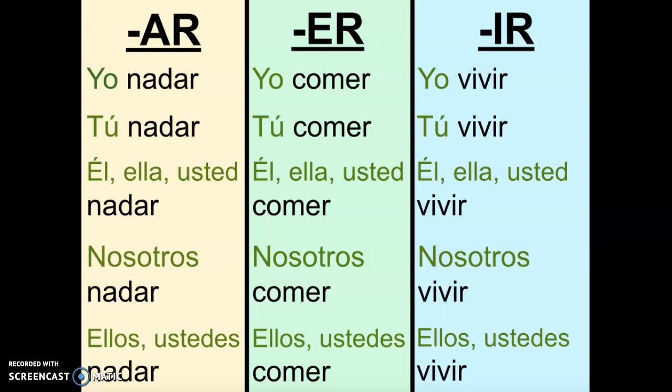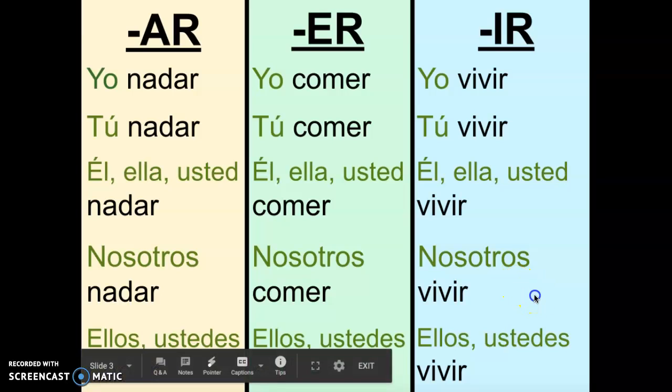Okay, so how do we conjugate the future tense? First thing to note with future tense is that unlike some of the other verbs we have learned already, the future tense does not require you to drop the ending of the verb, meaning the AR, ER, and IR ending of the verb. Instead, we add the conjugation to the infinitive verb. We add the conjugation to the end. So let's look at how we conjugate the verbs.